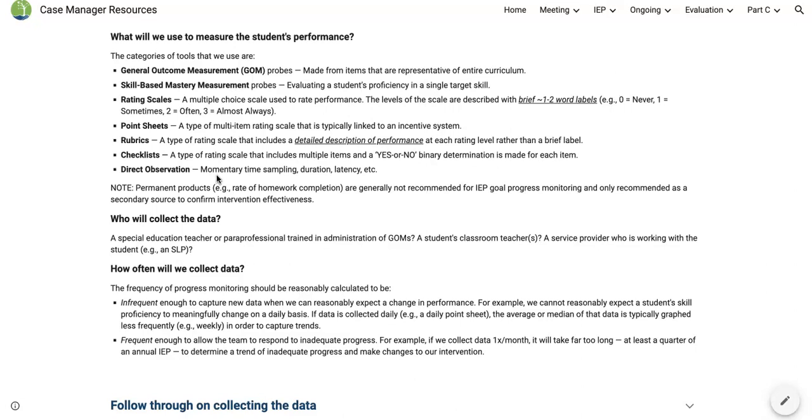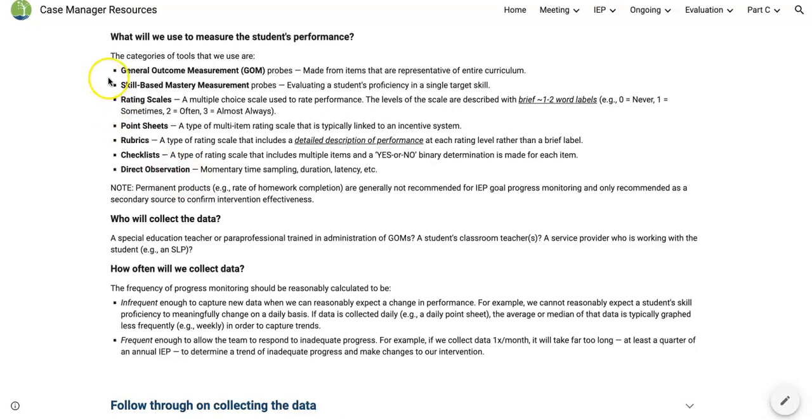Some way you need to be able to use numbers to quantify it and measure it. So, if you're going to be using a rating scale or a points sheet or a rubric, you're going to want to make sure that you have some kind of a rating that is able to correspond with a number, so you can then use that information as you start to progress monitor.